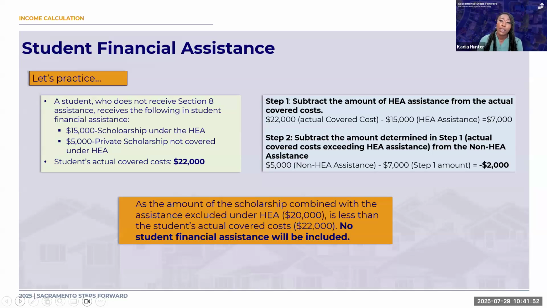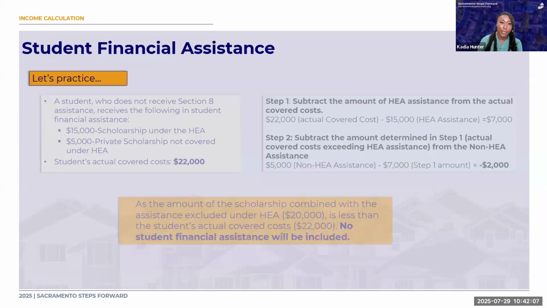And think of a student scraping by on grants. If aid falls short of cost, their family isn't hit with extra income counts. Kind of makes sense. We're going to try this on some more examples next. Next slide.